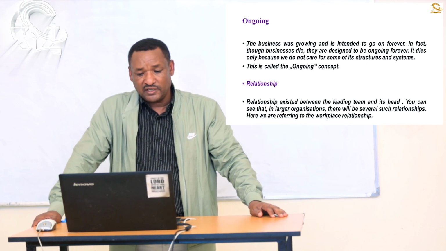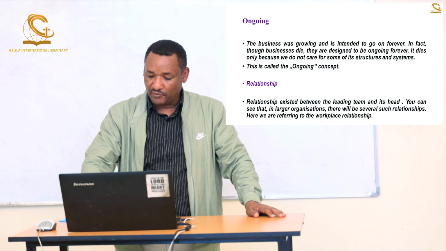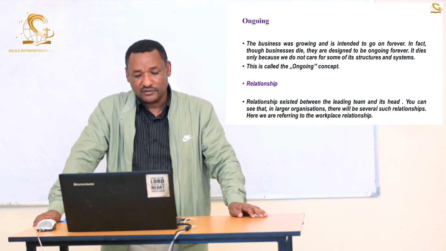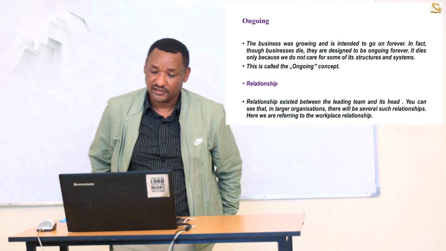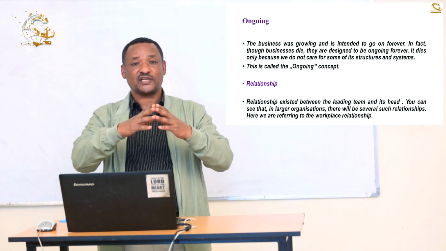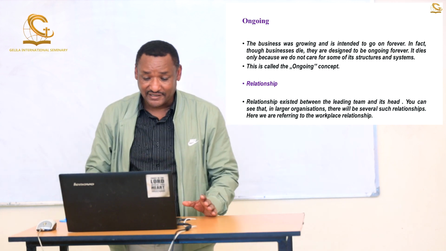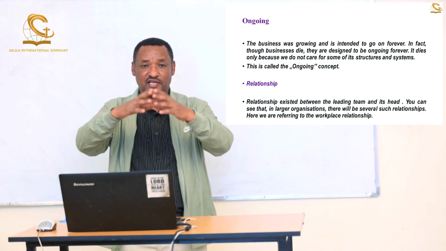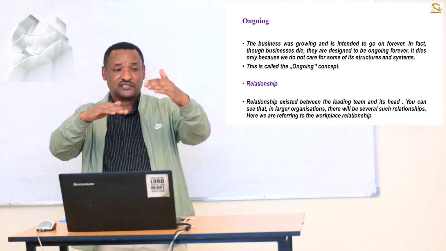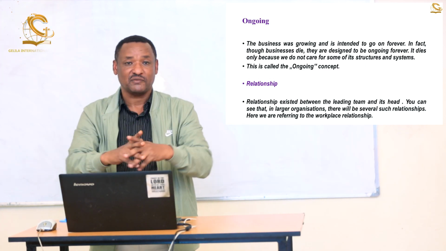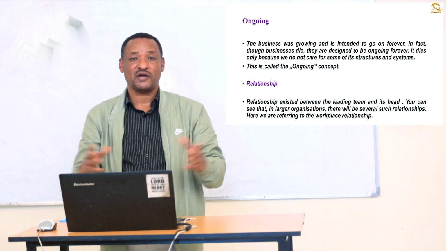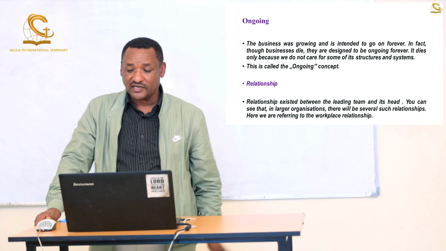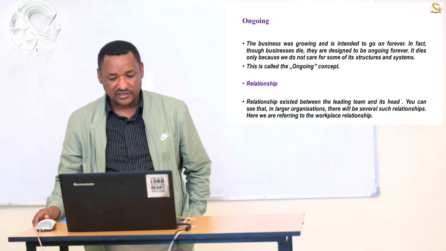The other property, or behavior, of the business as an open system or social system in the organization is that it has relationships. A relationship exists between the leading team and its head. There is a head, there are employees, divisions, departments, and classes, and at different levels there are relationships among them that create a systematic way of relating in the organization. Mainly in larger organizations, there will be several such relationships. Here we are referring to workplace relationships.